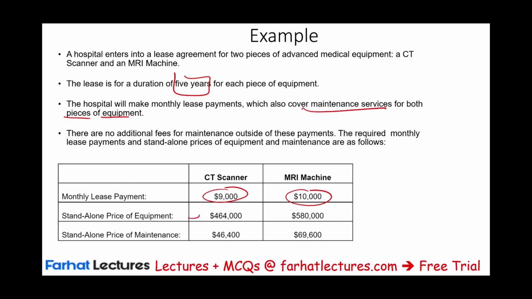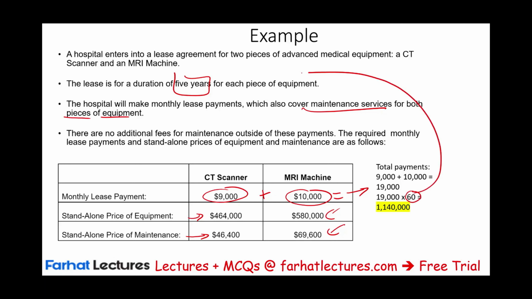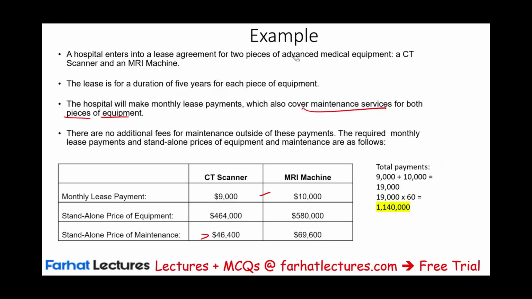For the CT scanner, $464,000, and for the standalone price of maintenance, $46,400. For the MRI machine, if you want to buy it separately, $580,000. Standalone price of the maintenance for the MRI is $69,600. Well, first let's make sure we compute our payment. Our payment is, in total, both of them, the 9 plus the 10, equal to $19,000. We multiply this by 60 months. It's a 5-year plan, we're looking at a total payment of $1,140,000. Now, how do we report this?